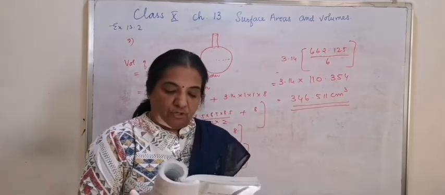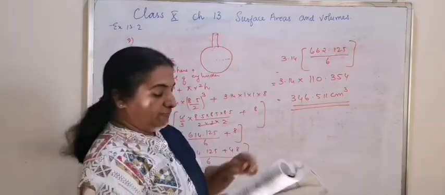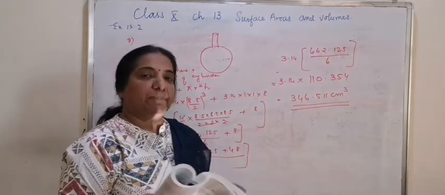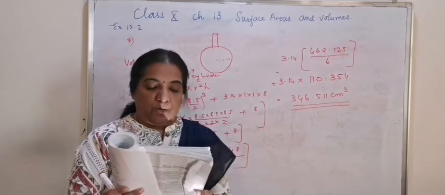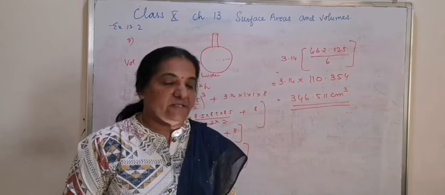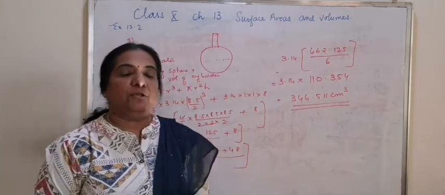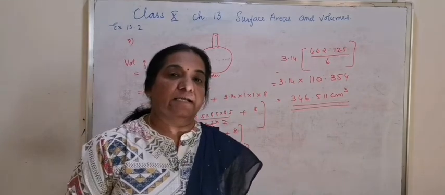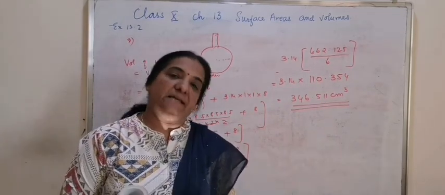The question is, by measuring the amount of water it holds, a child finds the volume to be 345 centimeter cube, but by calculation we are getting 346.511 centimeter cube. This completes the exercise based on volume of combination of solids. Once again reminding you, learn the formulas thoroughly, as the formulas are very important in this particular exercise.